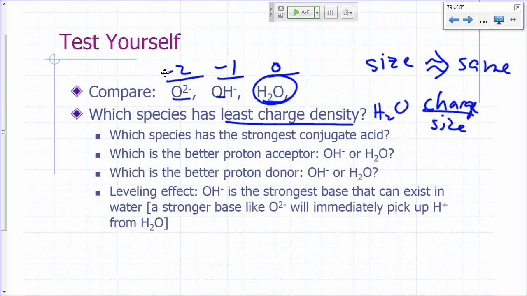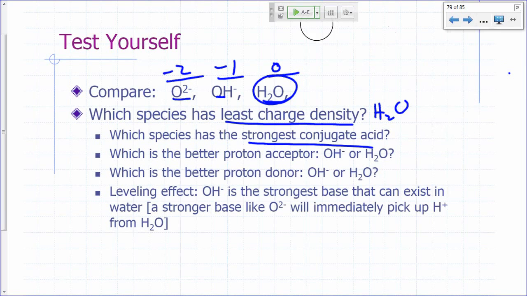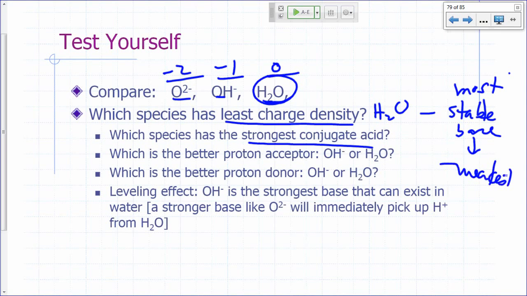So since it has the least charge density among these three, which species has the strongest conjugate acid? The least charge density means that's the most stable, right? That's the most stable base. So that means it's the weakest base. So which of these three has the strongest conjugate acid?